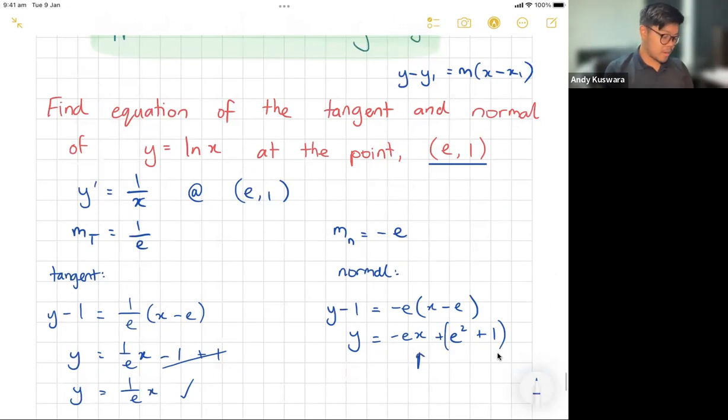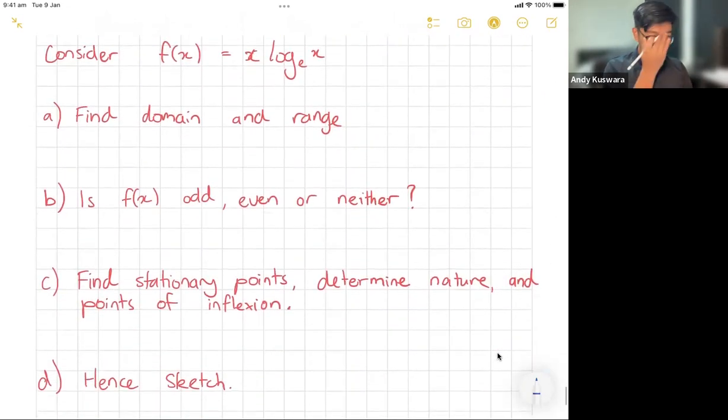Okay, now this one here, consider f(x) equals x log e x. Couple things here. We're finding domain and range, talking about odd and even. We may not have done it in a while. So let's find domain and range. Domain, if I look at the x values, are there certain x values that I can't be? Well, in a log, I know my x values have to be greater than 0. So in other words, x must be greater than, and I can't have 0. So x just has to be greater than 0.